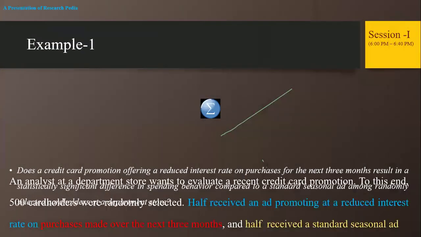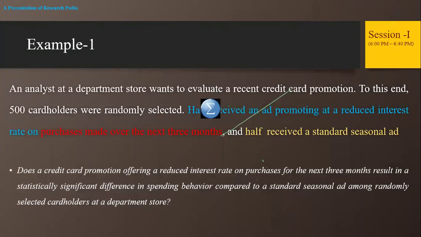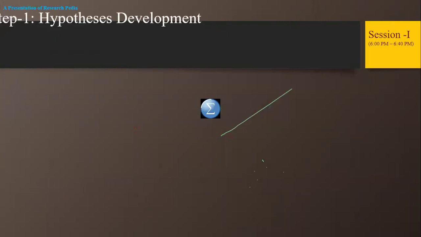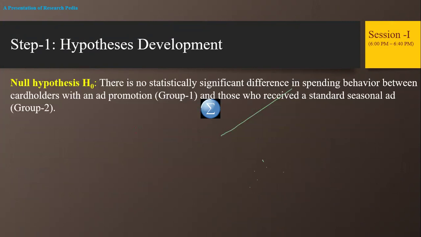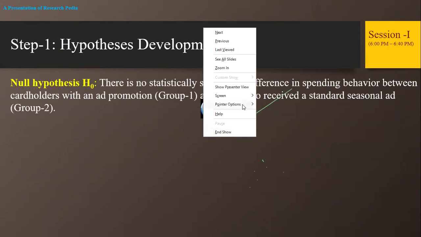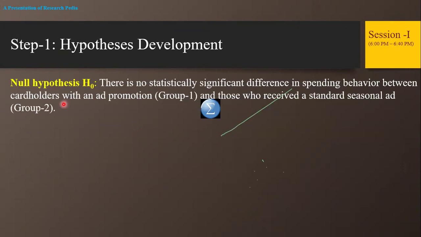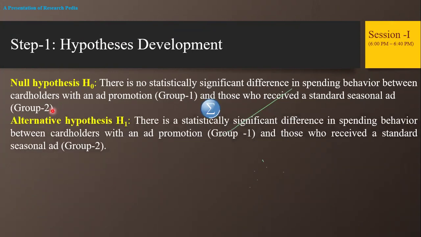By learning this example, you would be able to learn how normal data with equal variance would be treated in SPSS. First, what you need to do is develop your hypothesis. Your null hypothesis would be that there is no statistically significant difference in spending behavior between the cardholders with ad promotion, that is group 1, and those who receive the standard seasonal ad, that is group 2. So we would consider that there is no statistically significant difference between these two groups. Our alternative hypothesis would be that there is a statistically significant difference in spending behavior between cardholders with an ad promotion and those who receive the standard seasonal ad.